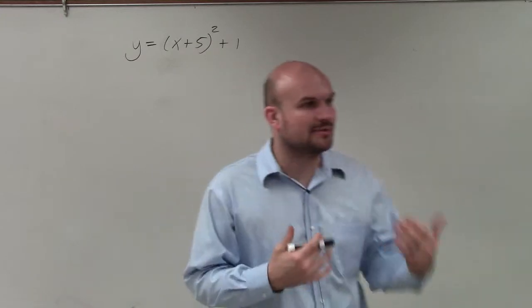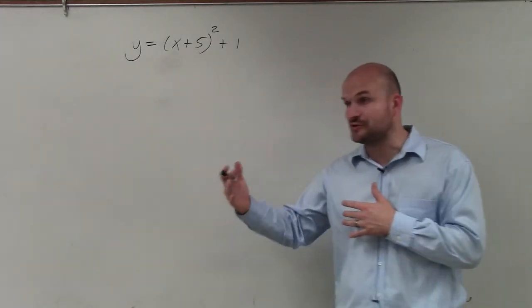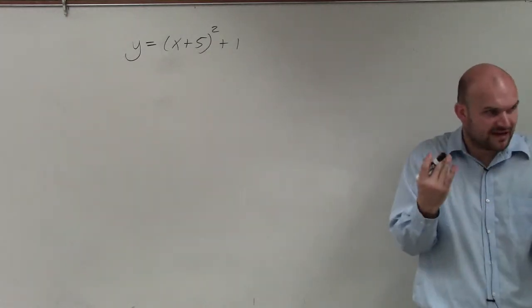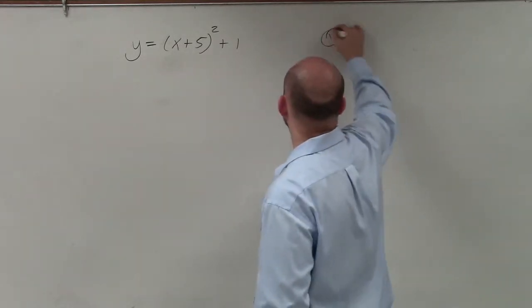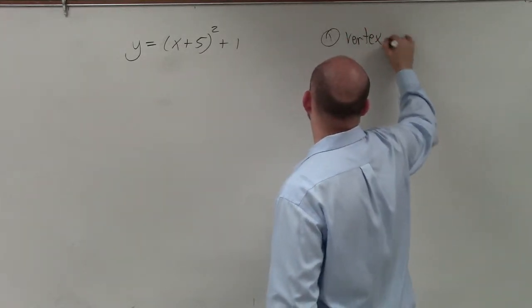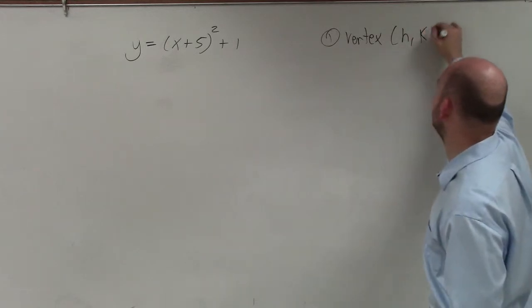All right, in this example, ladies and gentlemen, the main important thing that I wanted to make sure I come across is, as I mentioned, the steps that I talked to you guys about. The main important thing is identifying the vertex. Now, remember, when we talked about the vertex, it is going to be in the form of h and k.